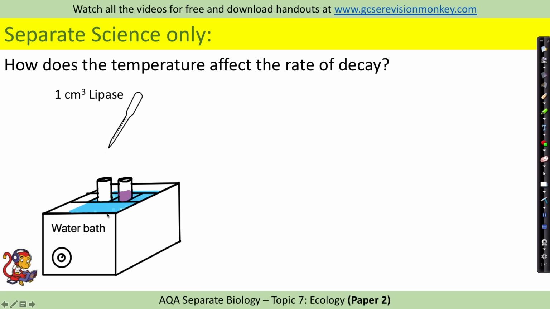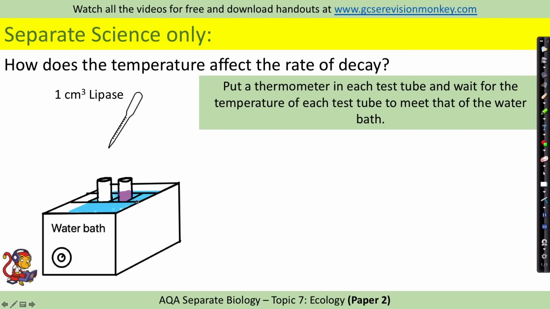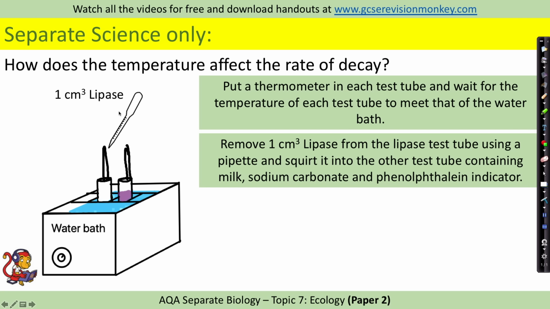So we've placed our 2 test tubes in our water bath here, and what we need to do then is put a thermometer into each test tube and wait for the temperature of each test tube to meet that of the water bath. So we just need to allow it to stabilise and get to the correct temperature. We are then going to remove 1 centimetre cubed of lipase from our lipase test tube using a pipette, and we're going to squirt it into the other test tube containing the milk, the sodium carbonate and the phenolphthalein indicator.